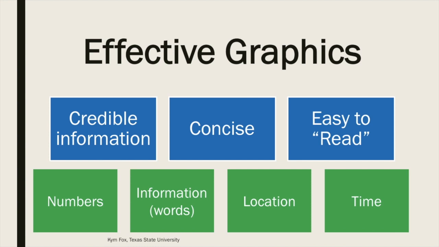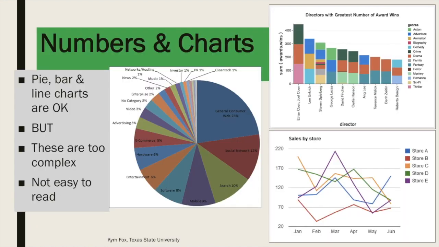It's like we need to be able to look at it and sort of quickly understand what this is going to give me. So numbers lend themselves well to a graphic. Information or words where we might have a list of something. Location can be another way, like if we need a map, or something where we're going to explain the time it took for something to transpire.